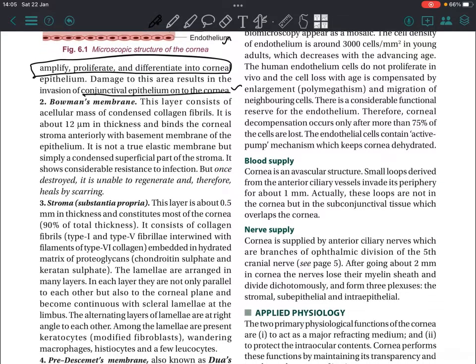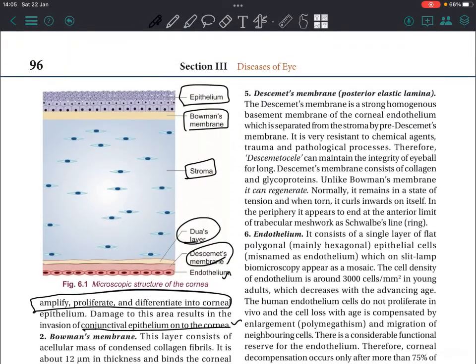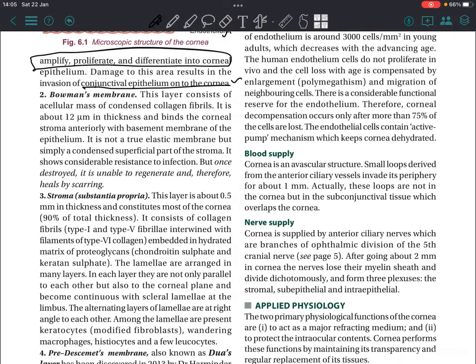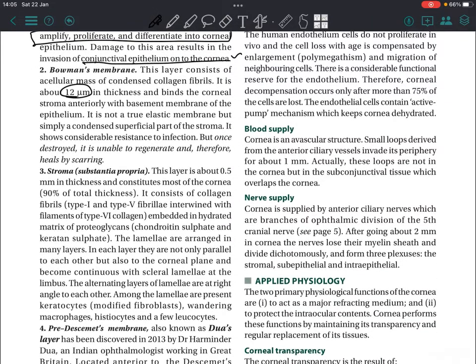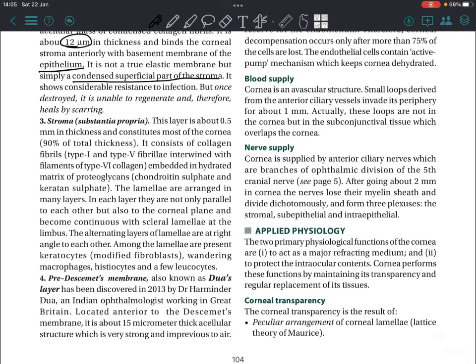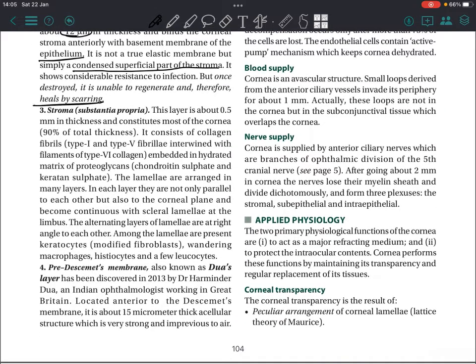Bowman's membrane. This layer consists of an acellular mass of condensed collagen fibrils. It is about 12 micrometers in thickness and binds the corneal stroma anteriorly with the basement membrane of the epithelium. It is not a true elastic membrane but simply a condensed superficial part of the stroma. It shows considerable resistance to infection, but once destroyed it is unable to regenerate and therefore heals by scarring.